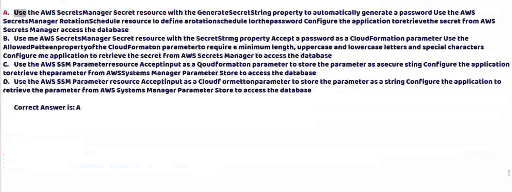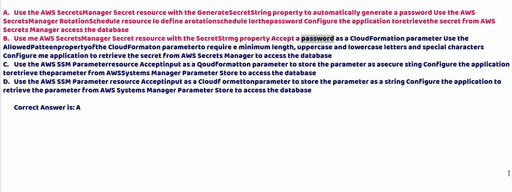A. Use the AWS Secrets Manager secret resource with the GenerateSecretString property to automatically generate a password. Use the AWS Secrets Manager rotation schedule resource. Define a rotation schedule, and store the password. Configure the application to retrieve the secret from AWS Secrets Manager to access the database.